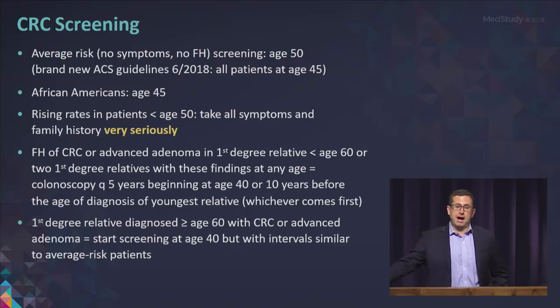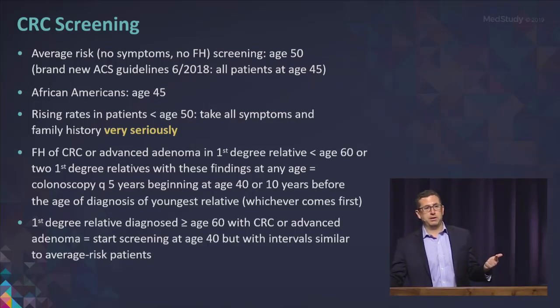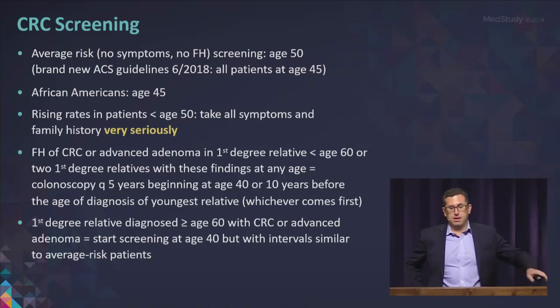All right. In African Americans, most of the guidelines agree, however, that you should start at age 45, not 50, because of higher incidence, mortality, and early onset disease. And again, the rates are rising in people under 50, so you have to take symptoms very seriously. Rectal bleeding is not necessarily from hemorrhoids. You need to make sure that person gets a colonoscopy.